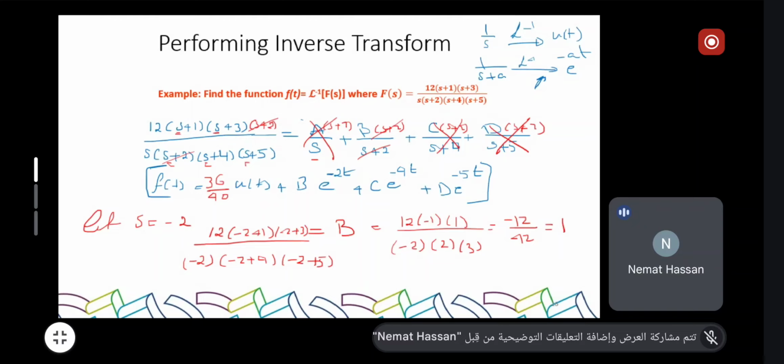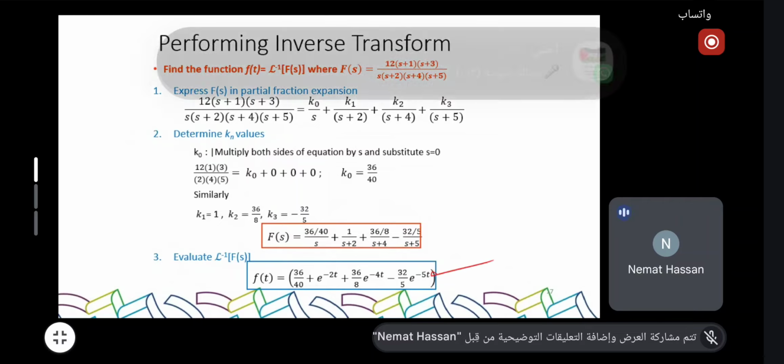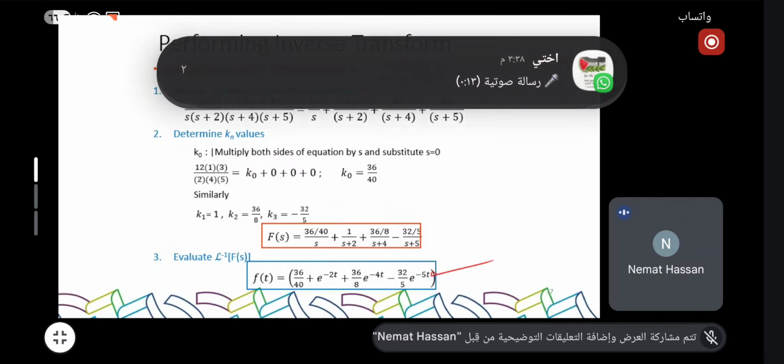So B over here is actually equal to 1. And so on, we can calculate the values of C and D, or of these variables, which will end up with this value over here. So this is how we can perform or evaluate the inverse transform using partial fractions.